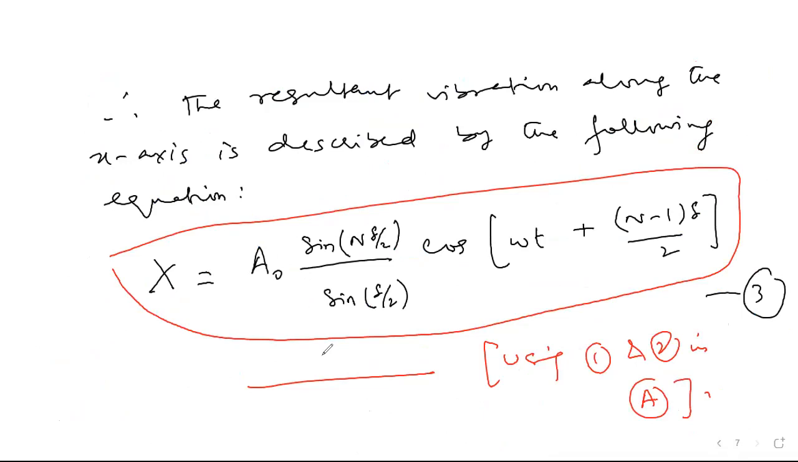resultant vibration. So when we combine n simple harmonic motions having the same amplitude A naught and differing in phase successively by angle delta, then the resultant displacement of the resultant vibration is given by equation 3. N is the number of combining vibrations, A naught is the amplitude of each combining vibration, omega is the angular frequency, delta is the successive phase difference.